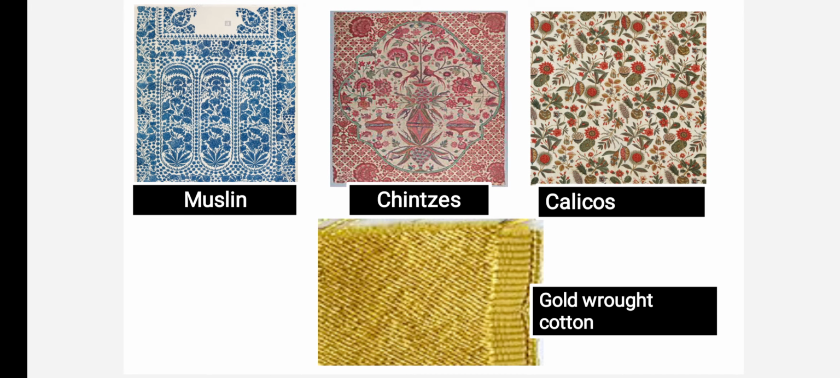Here you can see different kinds of cloths, children, which are made in India. Those are muslins of Dhaka, chints of Masulipatnam, calicos of Calicut, and gold wrought cotton of Burhanpur, Surat, and Vadodara. Fine?